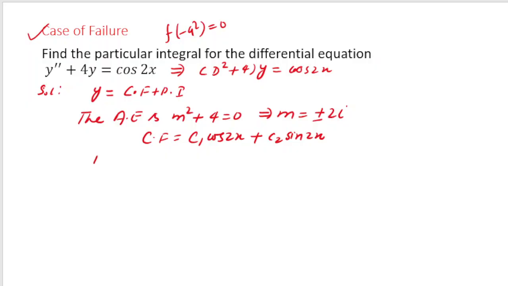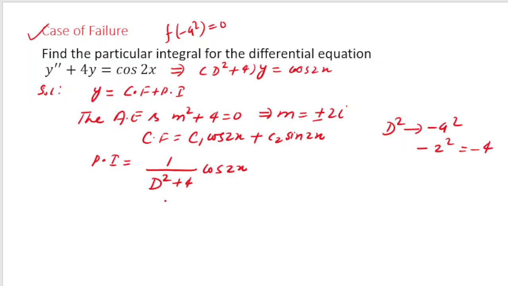What is the particular integral? The particular integral will be 1 by D square plus 4, operating on cos 2x. So if you replace D square by minus a square, which in this case is minus 2 square, that is minus 4, it becomes 1 by minus 4 plus 4, which is 0. Whenever we have this situation, I have already given you the general idea: multiply by x in the beginning, before the operator, and then differentiate the denominator. So if you differentiate, you get 1 by 2D of cos 2x.